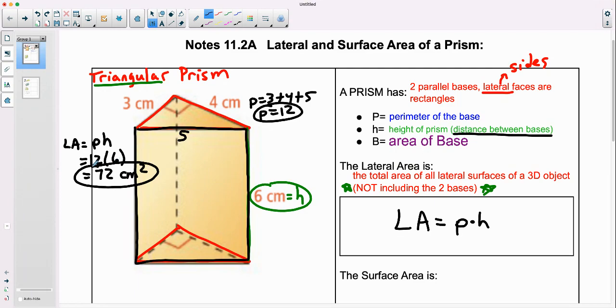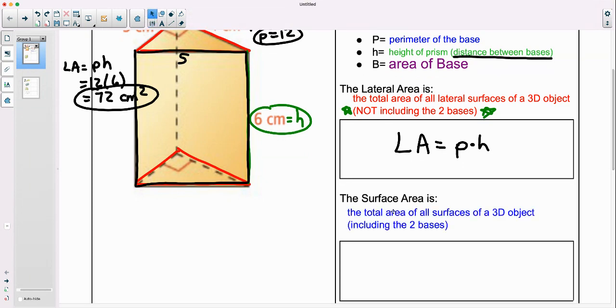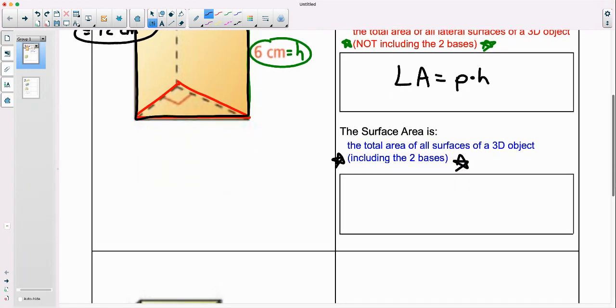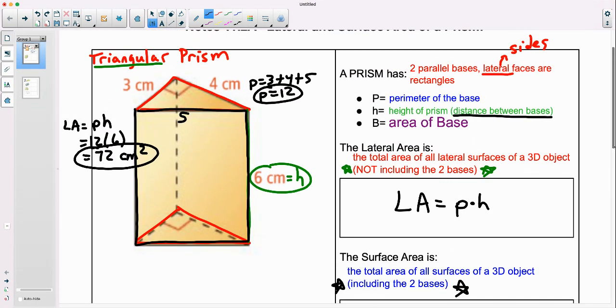Okay, surface area then includes the bases. That's going to be the only difference there. This one includes the two bases. This one we can have a formula for as well. So if you want to get every surface all added together, you need the lateral area, which is all the sides, front, back, left, right, plus the area of the bases. Well, there's two bases. There's two bases in a prism.